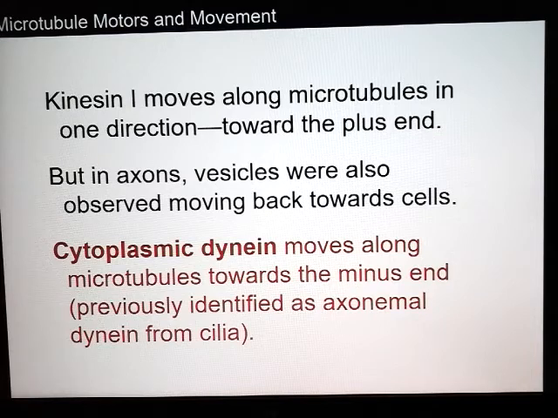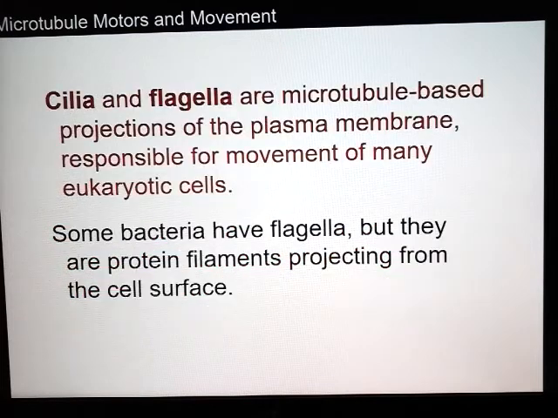So cytoplasmic dynein is another important protein, and what that does is it moves along the microtubules towards the minus end, and it's been previously identified as what's called an axonemal dynein from cilia. Okay, so again, guys, you should be aware of cilia and flagella. They're used for movement. Bacteria have flagella, but not cilia. Eukaryotes do have cilia, as well as flagella, or they can have both, not necessarily both.